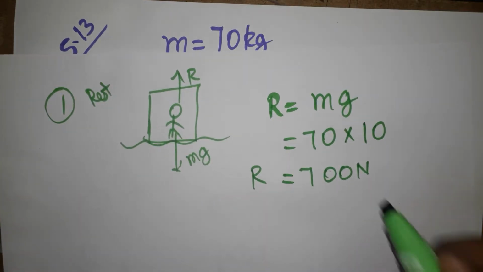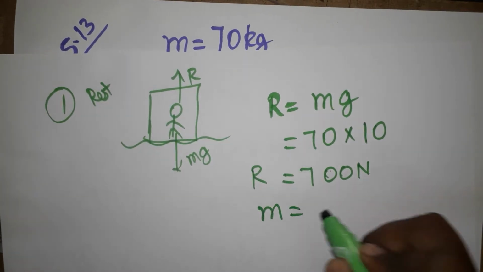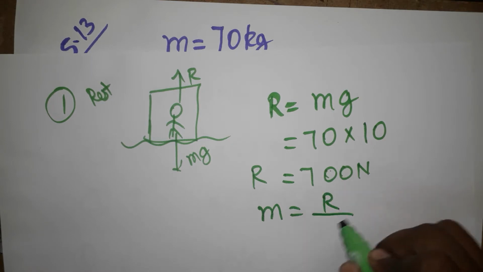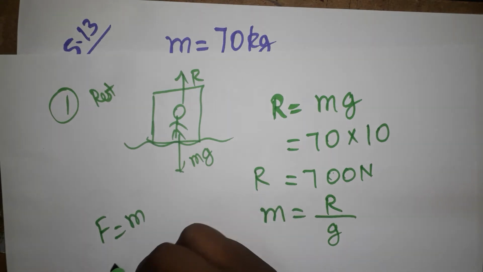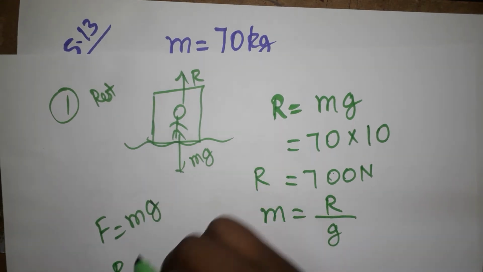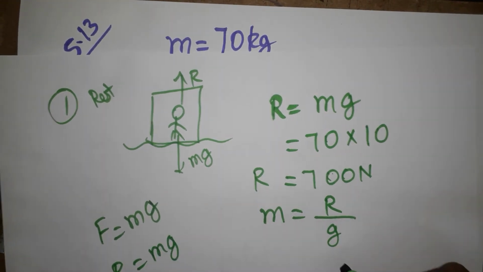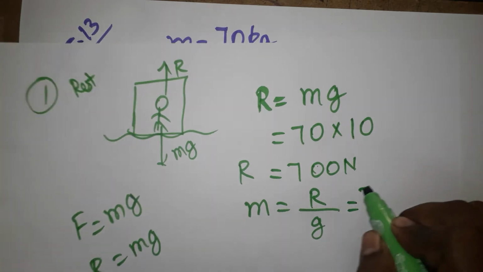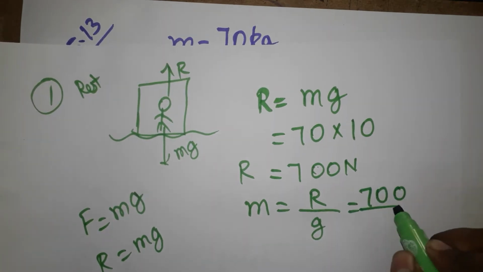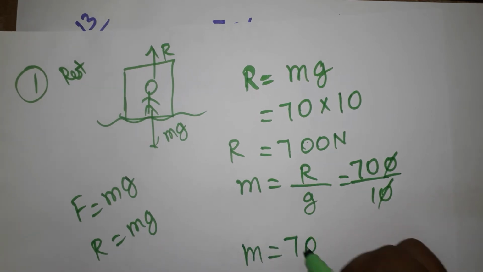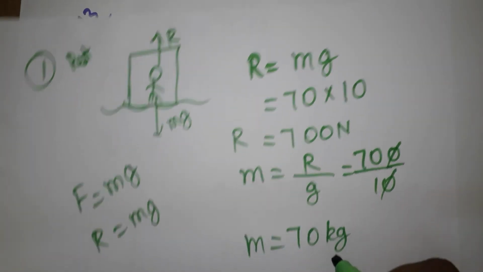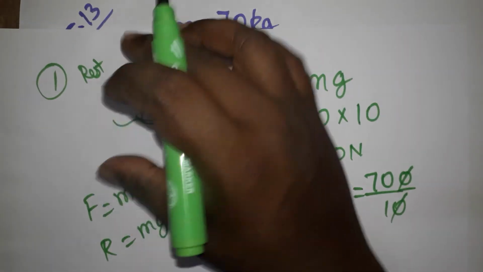Now what is the mass? Mass is equal to reactional force divided by gravity. F is equal to ma, same thing, I have taken R is equal to mg. So dividing 700 by 10, the 0 gets cancelled. The mass is going to be 70 kg. This is the rest case.